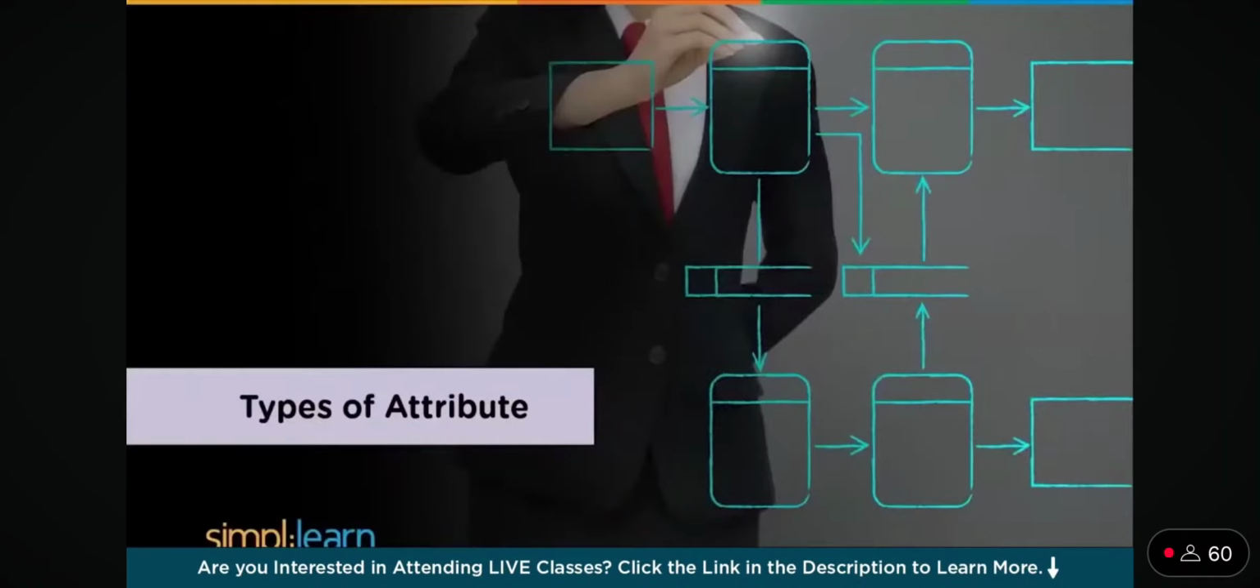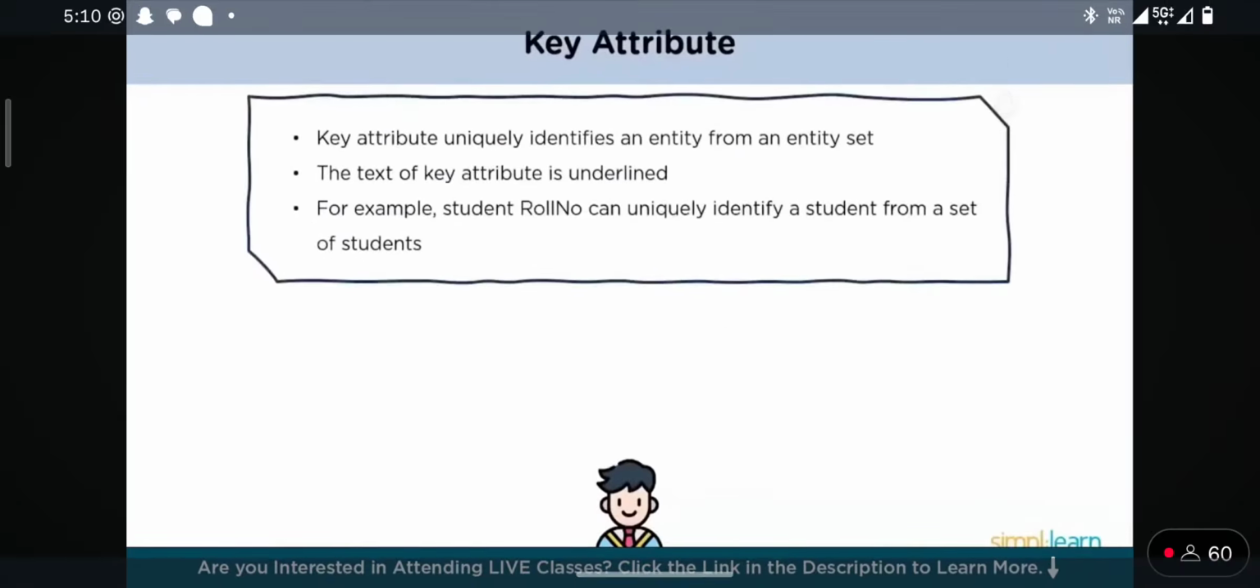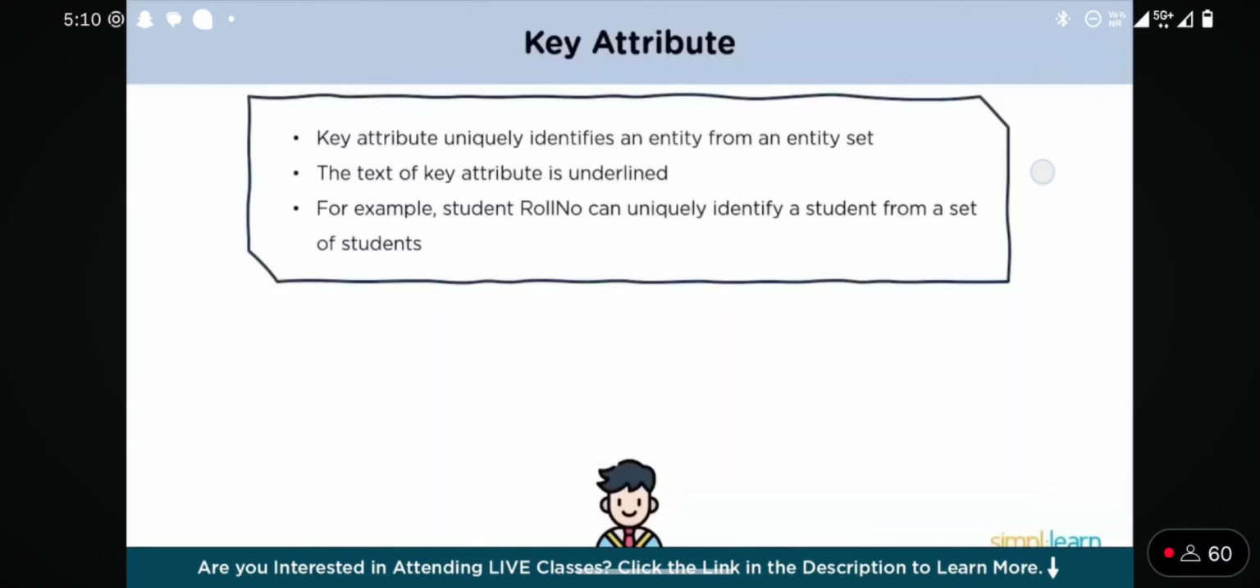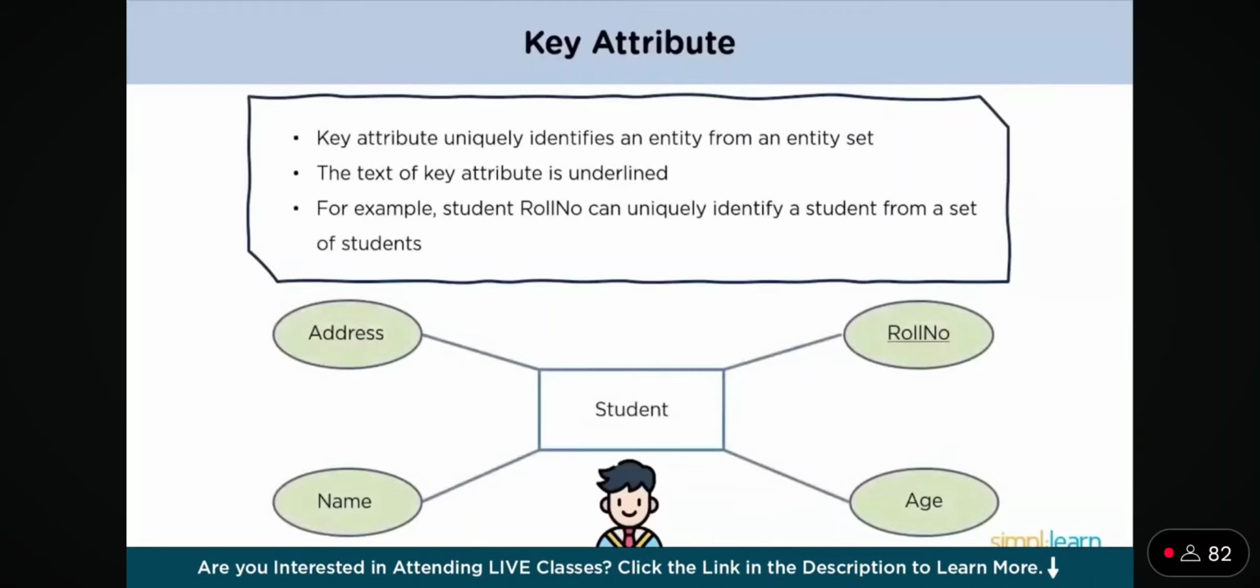Let's see our first classification under attribute, that is key attribute. The key attribute uniquely identifies an entity from an entity set. The text of a key attribute is underlined. In the example below, we have a student entity and it has attributes name, address, roll number, and age. But here, roll number can uniquely identify a student from a set of students. That's why it is termed as a key attribute.